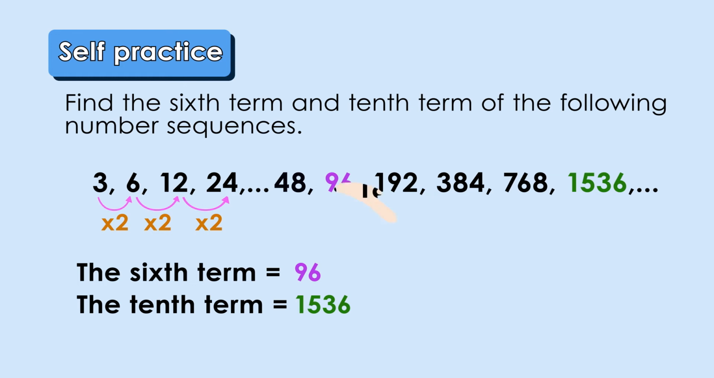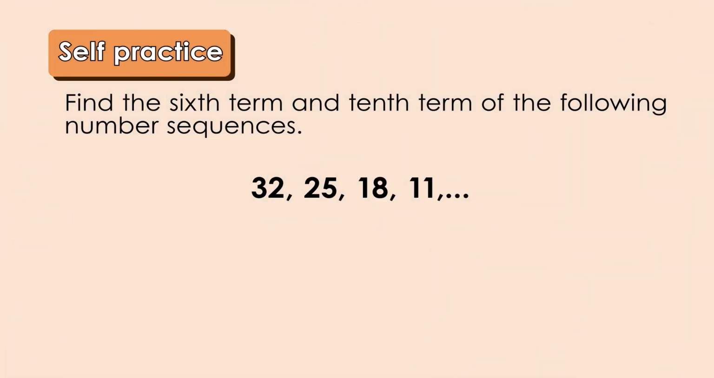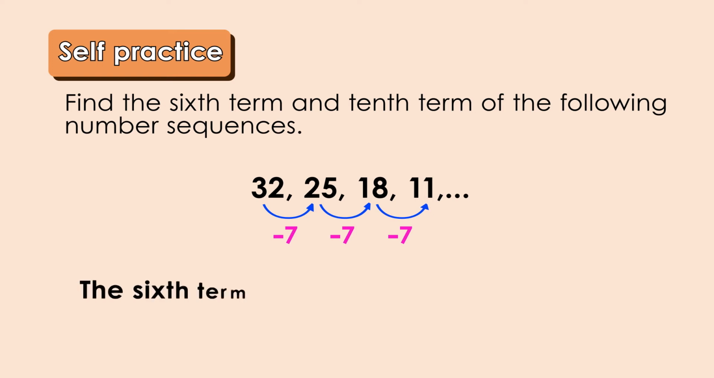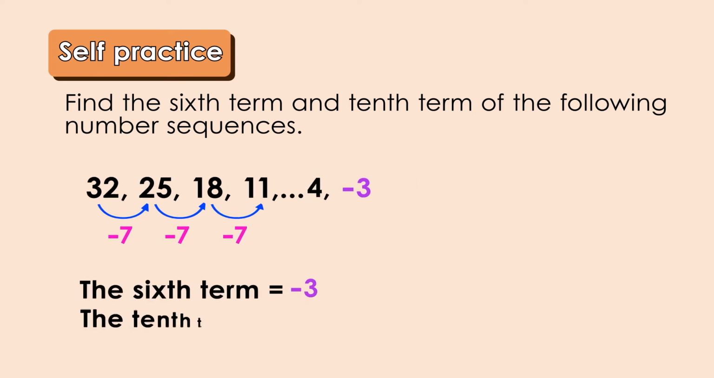Now, let us look at our second question. Our numbers are decreasing from 32 to 25. Yes, the pattern is to subtract 7 from the previous number. So, let us subtract 7 from the previous number. The 6th term is -3. The 10th term is -31.